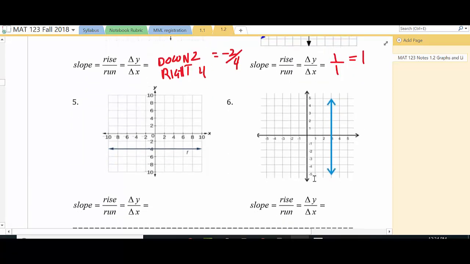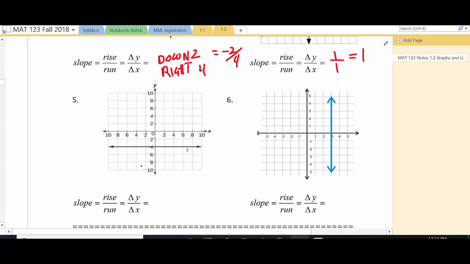And let's see the next one. What'd you get on this? It's perfectly level. That's 0. So if you went from this dot to this dot, you would have a rise of 0, and the run would be 2, so that would be 0 over 2, which is 0. That's 0 slope. And what'd you get on number 6?